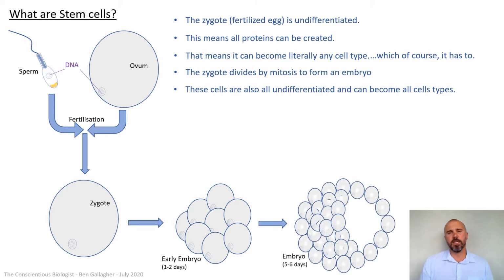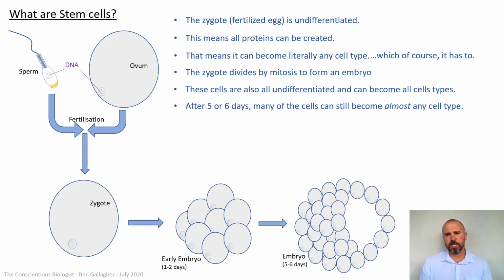Now, you let mitosis continue, and by day 5 or 6, the embryo looks something like this one here. Now, at this stage, these cells are also undifferentiated, but they've started to move down the differentiation route. So if you take cells from this slightly later embryo, we're still only talking less than a week old, those can become almost all cell types, but they're slightly more limited. Now, it's these that we call embryonic stem cells because they come from an embryo.